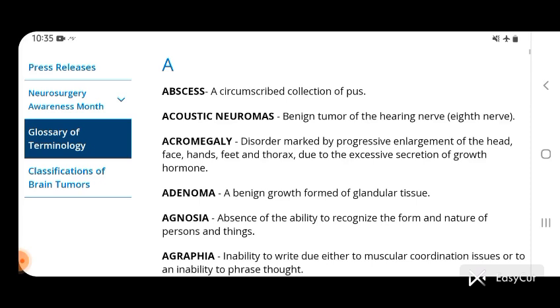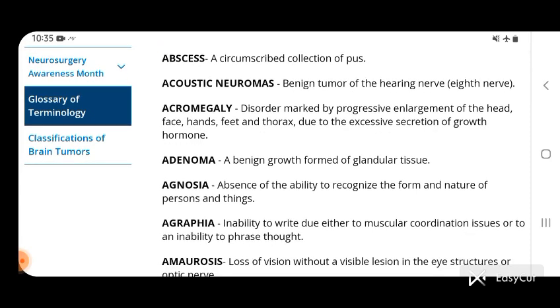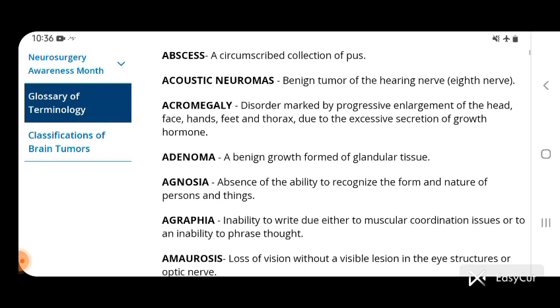Next is adenoma. Adenoma is a benign growth formed of glandular tissues. Next is agnosia. Agnosia is the absence of the ability to recognize the form and nature of persons and things. Next is agraphia. What does agraphia mean? The person is unable to write due to either muscular coordination issues or inability to phrase a thought.